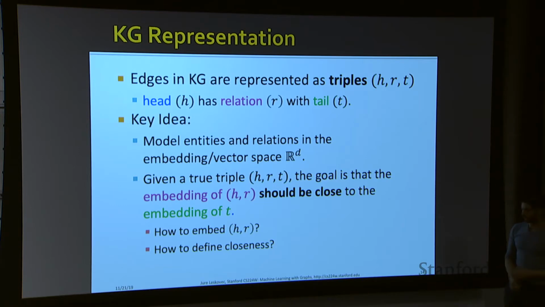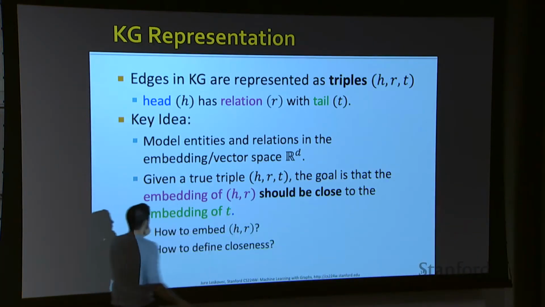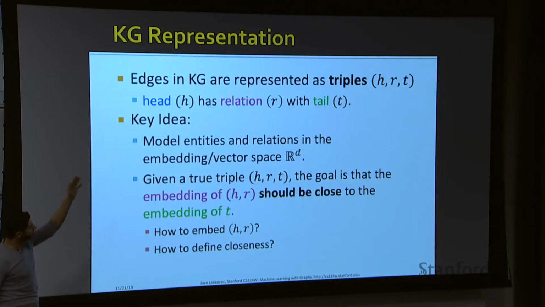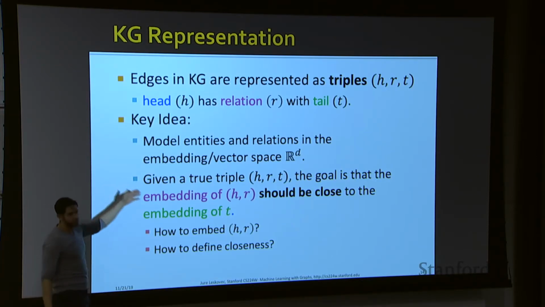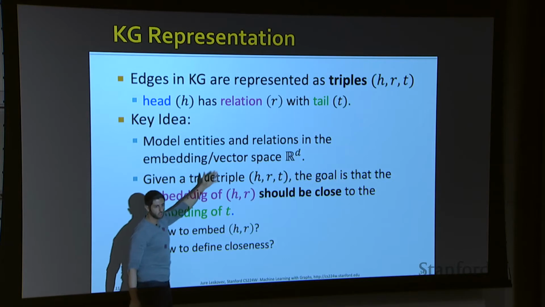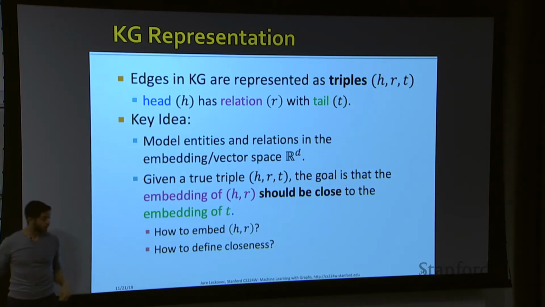How did we work out this solution a while ago? So we said, okay, we have our knowledge graph. We represent each edge as a triple. So our HRT, H is the head, R is the relation, T is our tail. And then the key idea is we said we model each entity and relation as a vector in our embedding space, okay? So we decide the dimensionality of our embedding space, and then we map each single element of our triple to this embedding space.